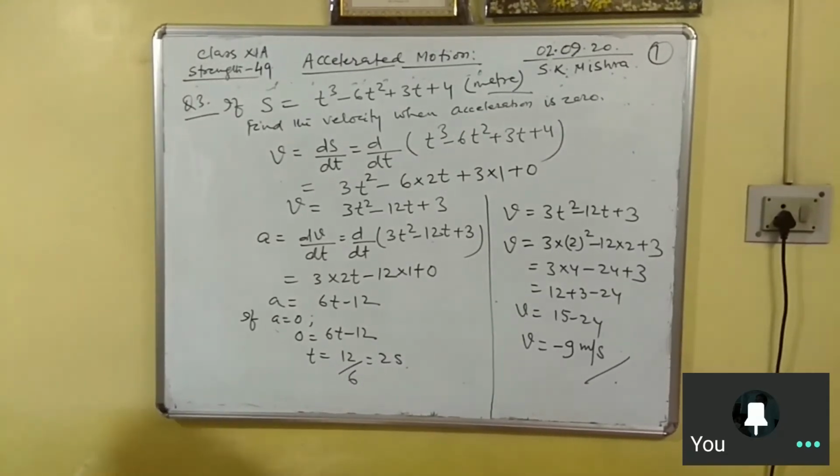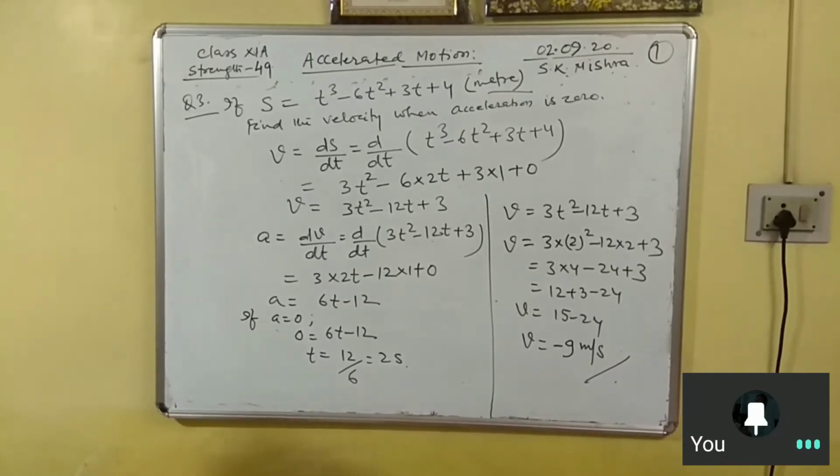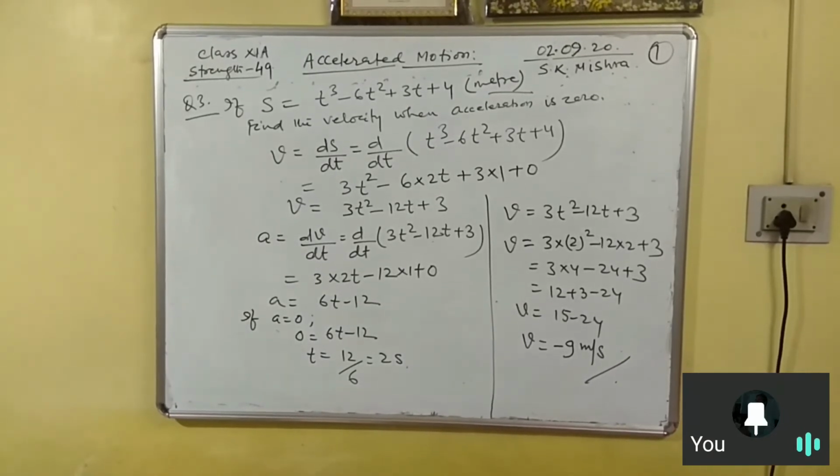Now, the next question is: the acceleration of the particle in meter per second square is given by a relation a is equal to 3t square plus 2t plus 2, where time t is in second. If the particle starts with a velocity 2 meter per second at time t is equal to 0, find the velocity at the end of 3 seconds.